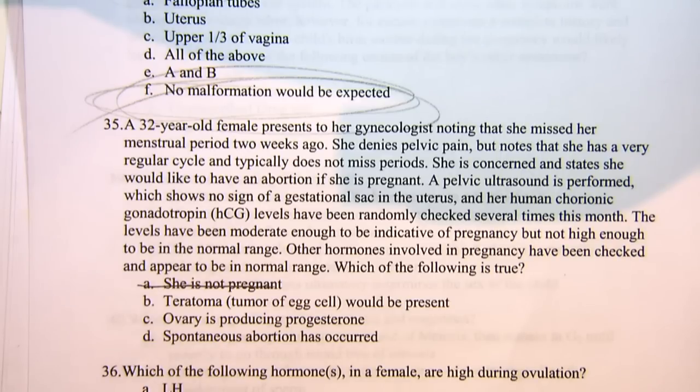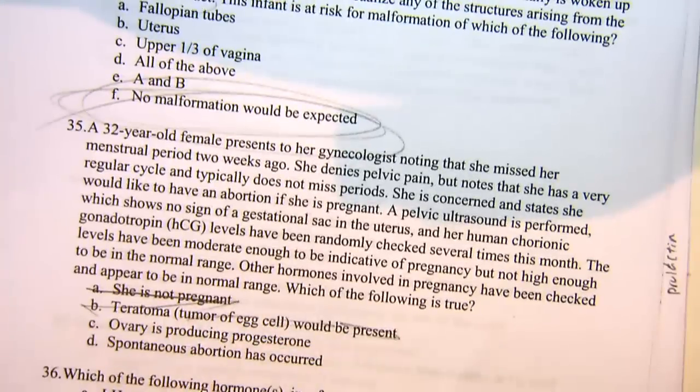So teratoma, tumor of the egg. No, she would have a lot more signs. She would have like abdominal pain and stuff like that. Ovary is producing progesterone. Is that true?